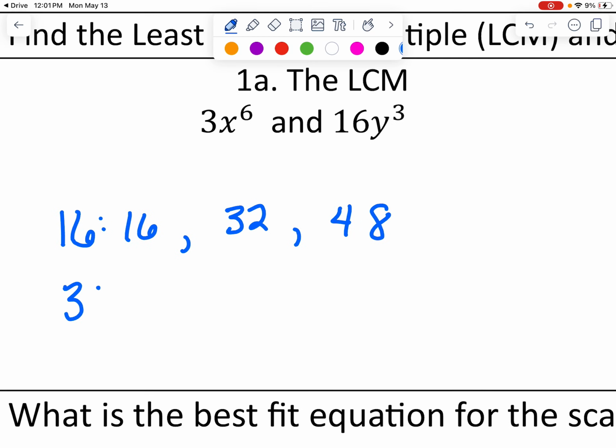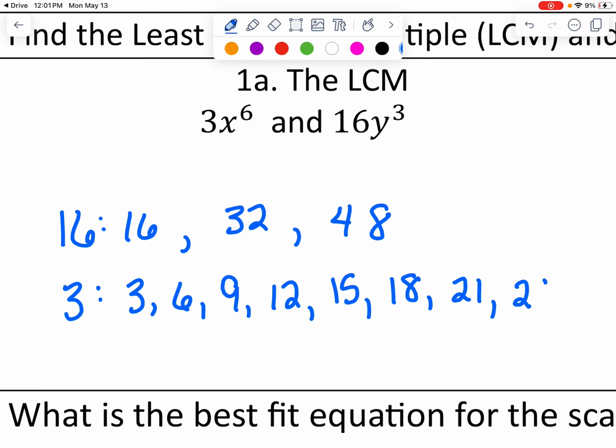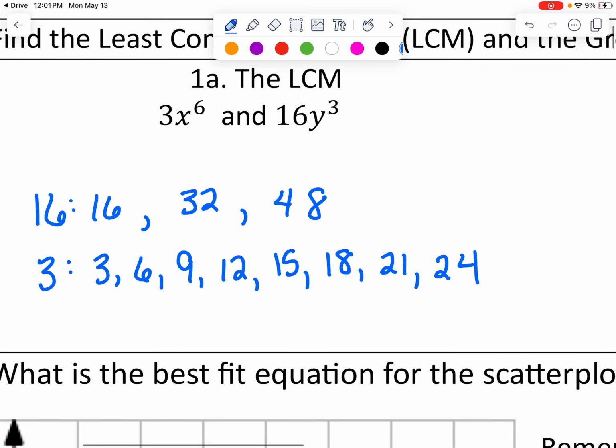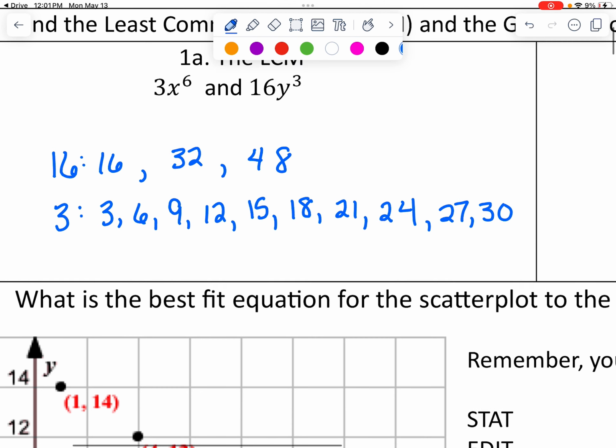And now we're going to do the same thing with 3. So 3, add 3 as you go through. This is how you list multiples, adding 3 each time, just like we have. And I haven't come across anything that matches yet, so I'm going to keep going. Oh boy. Okay, guys, I got to keep going over here. 33, 36. Keep going until we get something that matches.